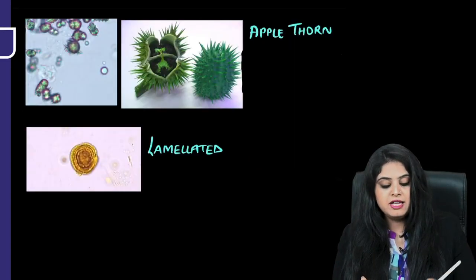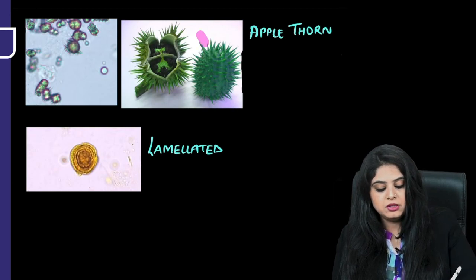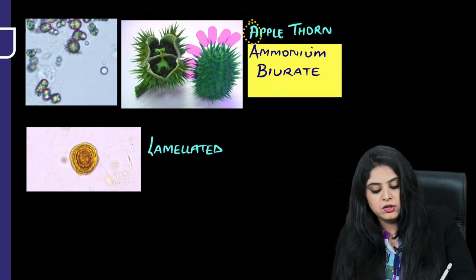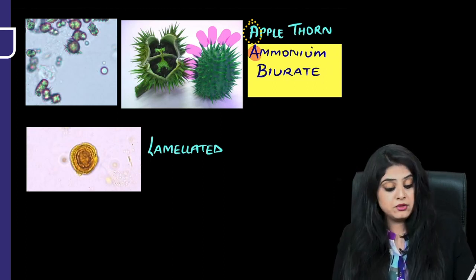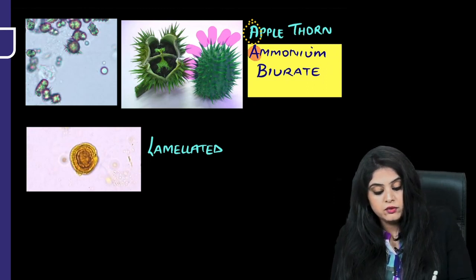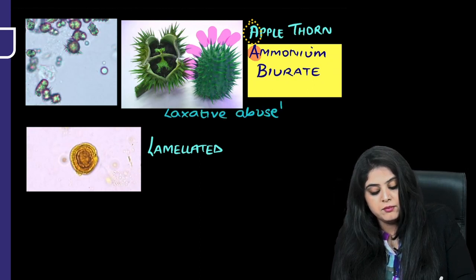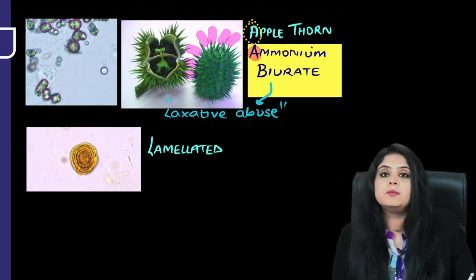Coming to the next one, we have something which is looking like this apple thorn. You have thorns coming out. So A for A, apple thorn crystal is seen where? It is ammonium biurate crystal. Remember, apple thorn crystal is A for A, ammonium biurate. And what is the history that you will get? You will get some kind of a laxative abuse that will be given when you start seeing these crystals. Very important MCQ. Laxative abuse is there.